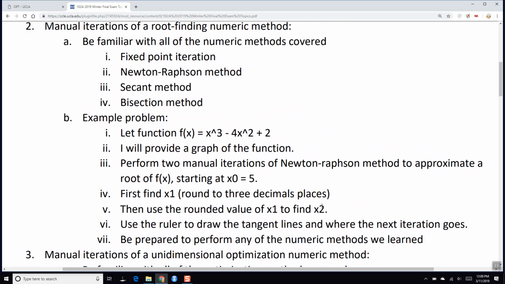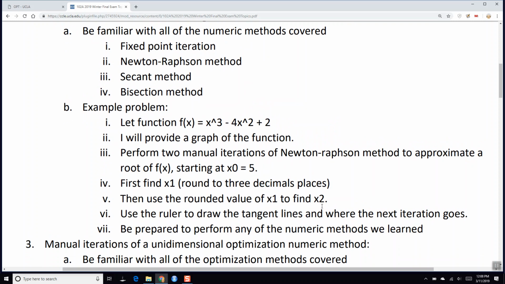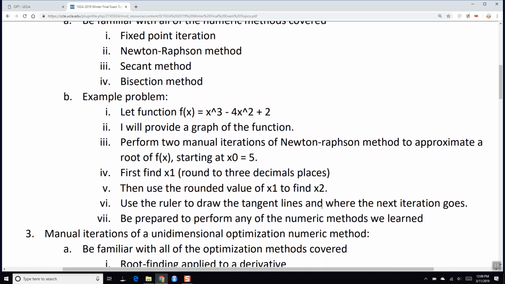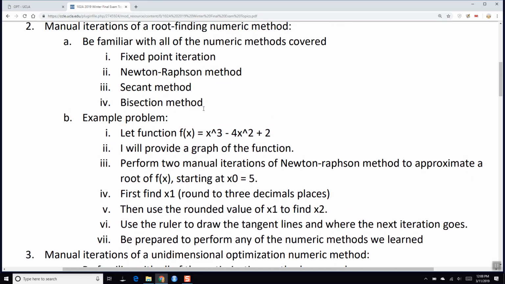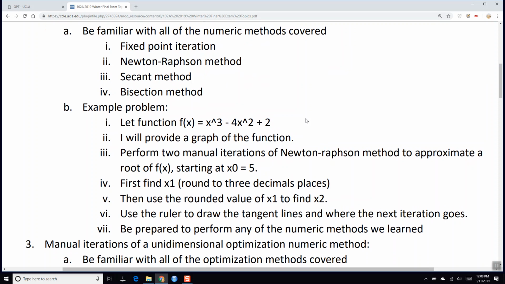If it's Newton-Raphson, then you'll draw tangent lines on the graph and things like that, okay? And that's why you need the ruler. It'll be one of these methods that we've covered, okay? But yeah, no cheat sheets. You gotta go through and make sure you know these things. All right, any questions on that?